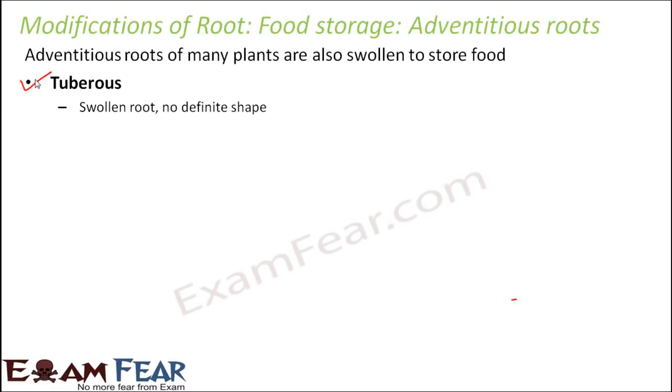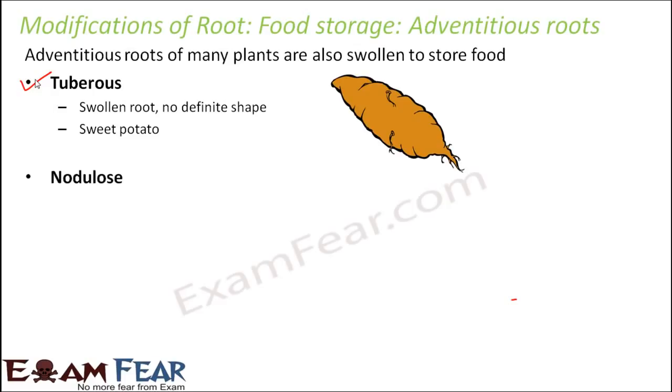This is a swollen root with no definite shape. So we do not have any fixed shape. Example is sweet potato. You would have actually seen this sweet potato, right? Sometimes it is a little cylindrical in shape. Sometimes it looks somewhat similar to the fusiform shape. Sometimes it looks a little spherical. So they do not exactly have any definite shape.